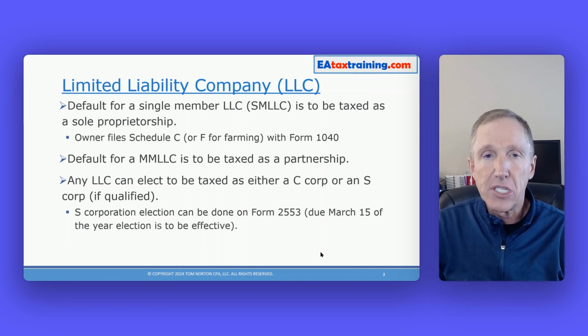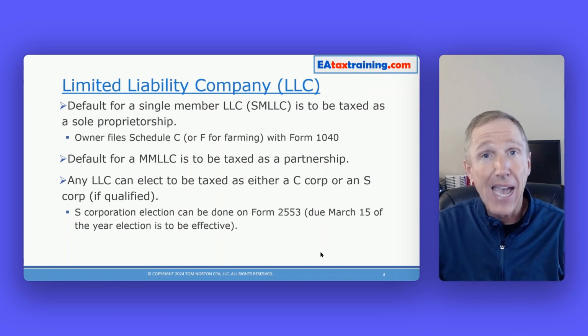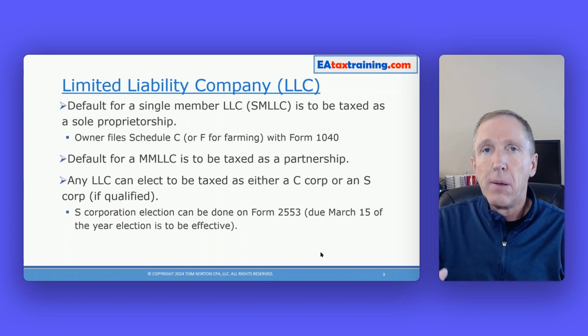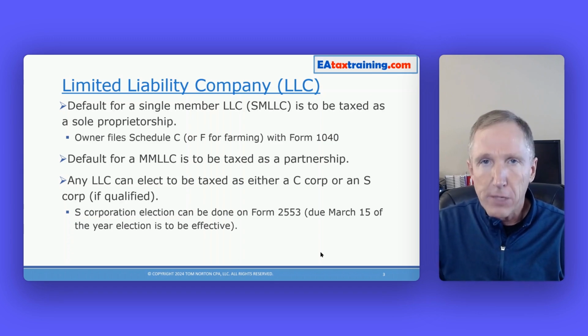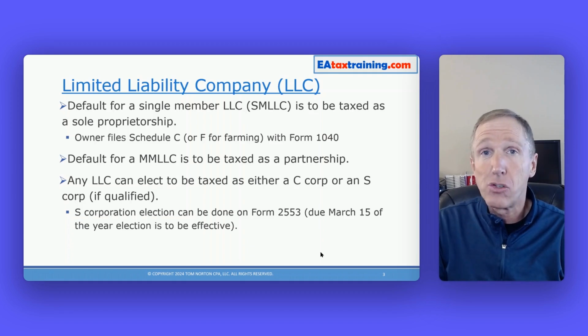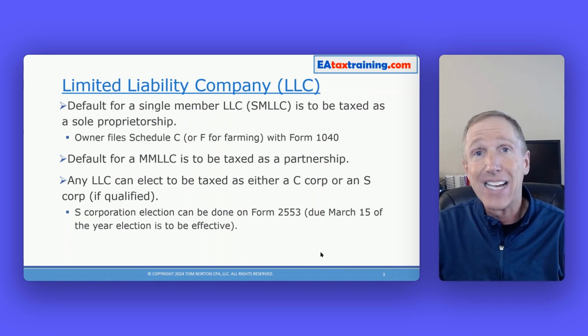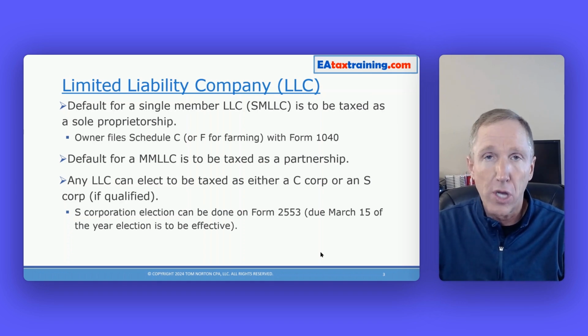But any LLC can make an election with the IRS to be taxed as an S corporation as long as they qualify. And if you have a single member LLC, then most likely you qualify to be taxed as an S corporation. Actually, any LLC can make an election to be taxed as a C corporation. But most don't do that. Most of them who are making some kind of election are electing to be taxed as an S corporation. So that's what we're going to talk about.